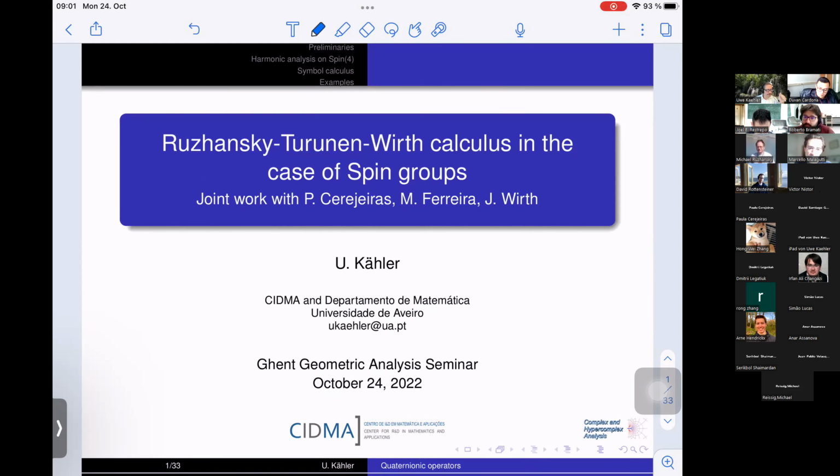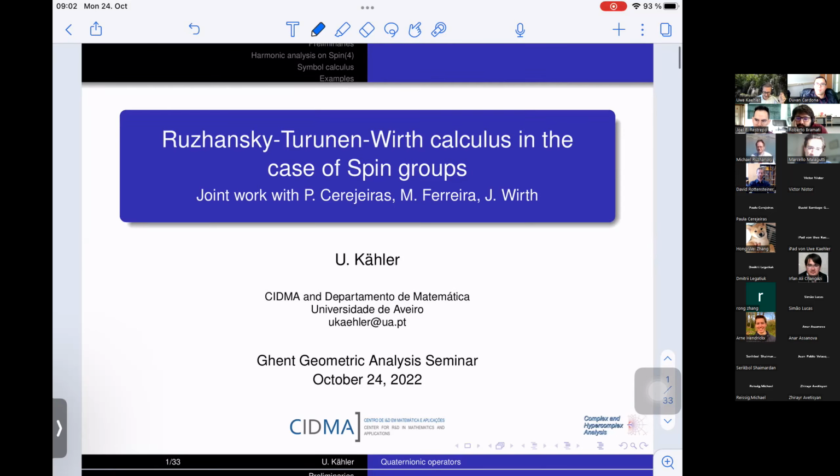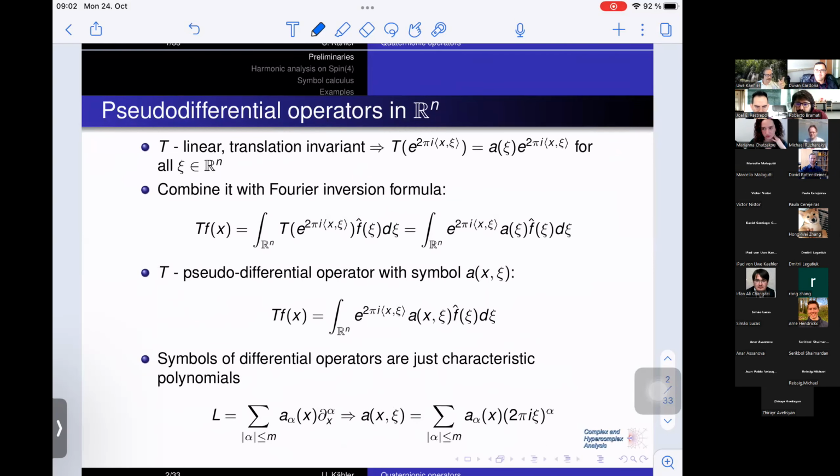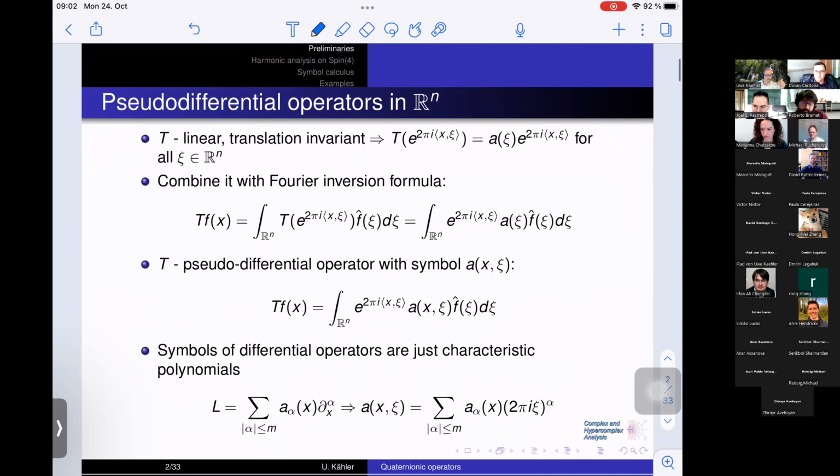And we look here at the special case of spin groups, which is particularly interesting from the applications, but also from other aspects you will see along the way. Now, let me start with it, and let me put a question to the audience: how familiar are you with pseudo-differential operators? If not, I can give some small introduction, but considering that I'm right now talking mainly to the Ghent group, they should all be quite familiar with it.